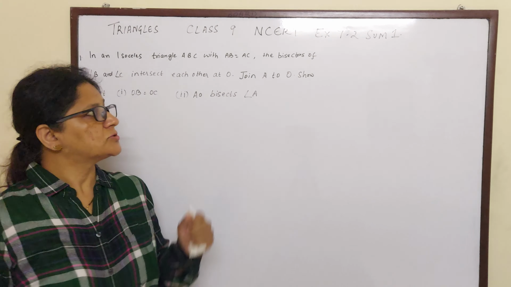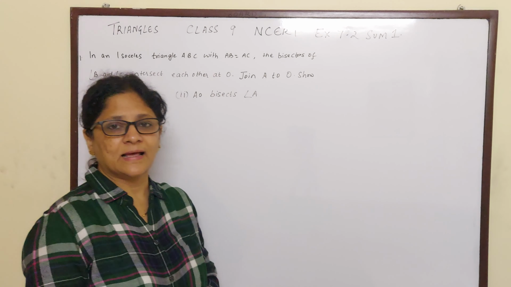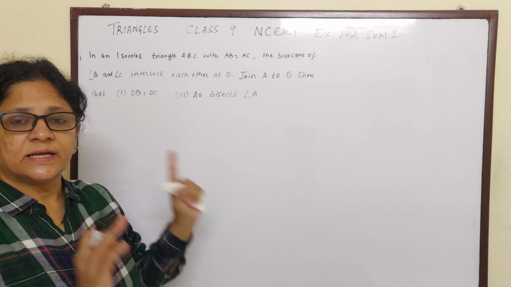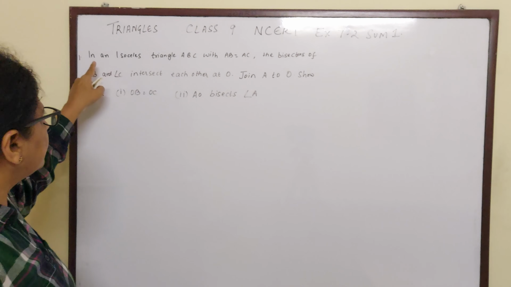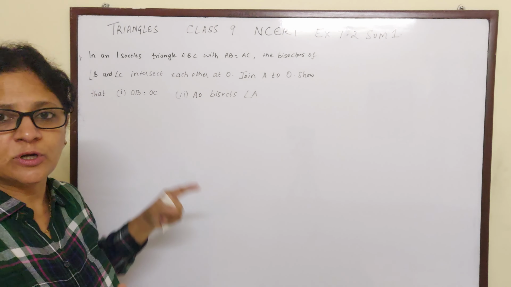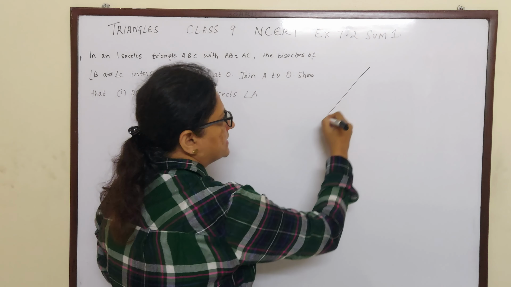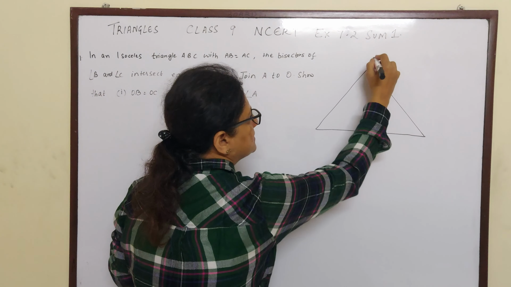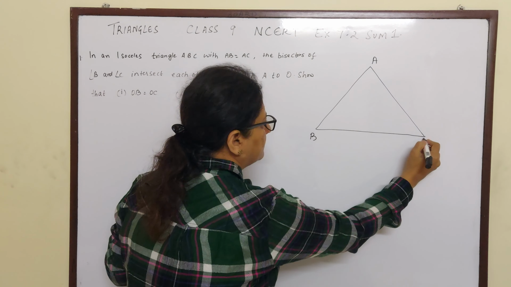Hello children, so today we are going to do triangles class 9 exercise 7.2 sum number 1. Here the diagram is not given. They are telling us, in an isosceles triangle ABC with AB equal to AC. That means there is an isosceles triangle and AB is equal to AC. So let us draw this diagram.